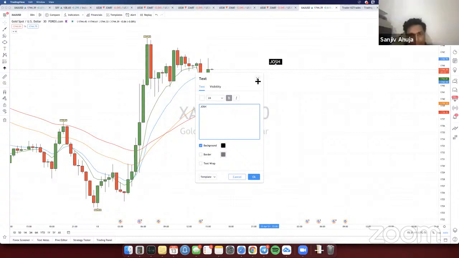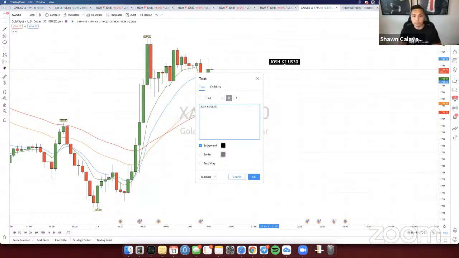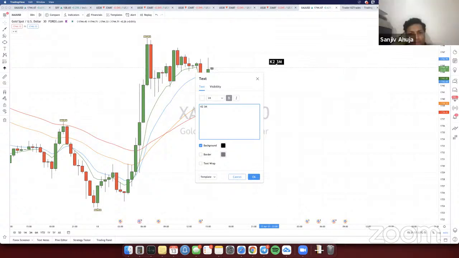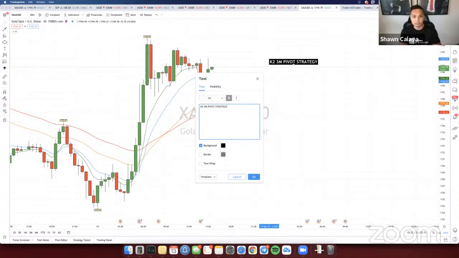So we can go down to the Josh K2 US 30. Or I think me and Josh talked about it. We're not going to call it Josh strategy anymore. We're just going to call it K2 3-minute. Yeah, K2 3-minute pivot strategy.